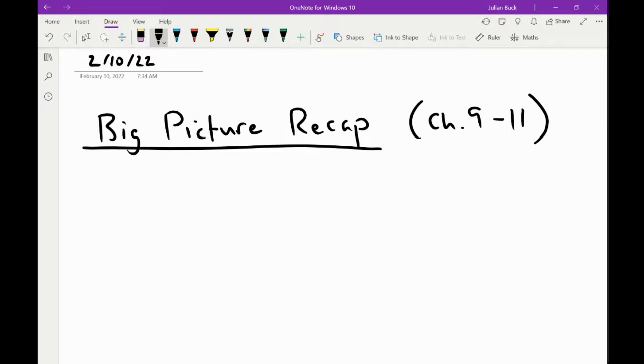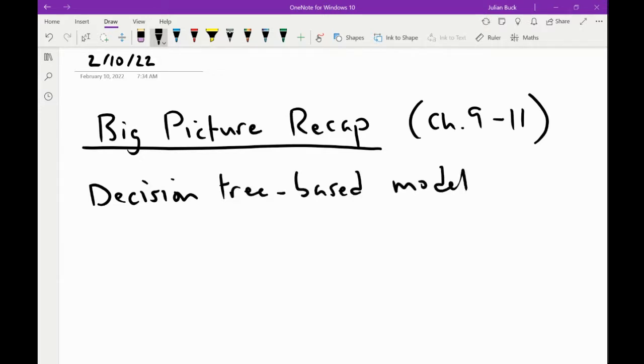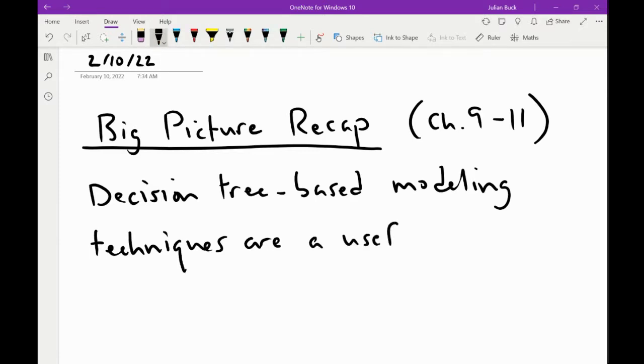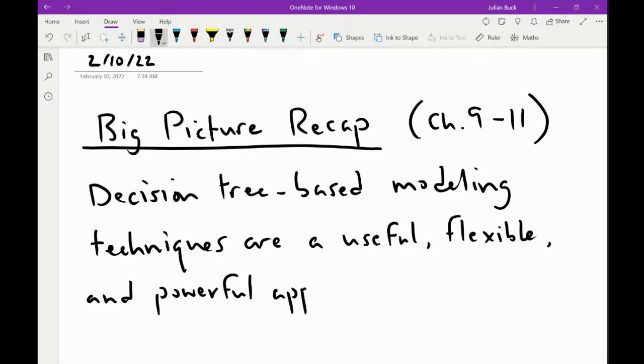An overall point that we can make here is that, having seen random forests now and how useful and powerful they are, decision tree-based modeling techniques are a useful, flexible, and powerful approach to machine learning.